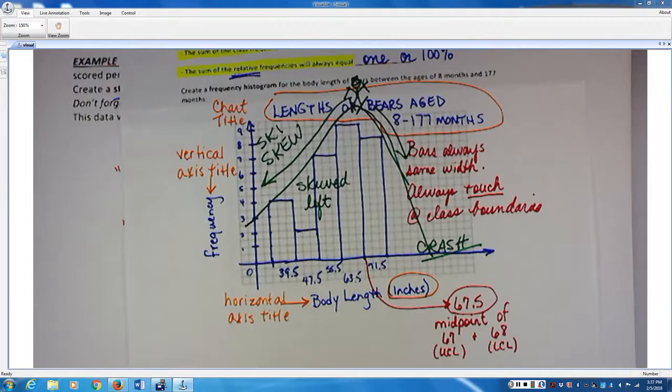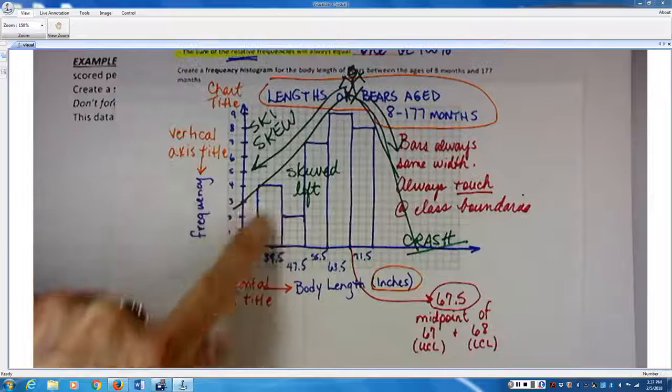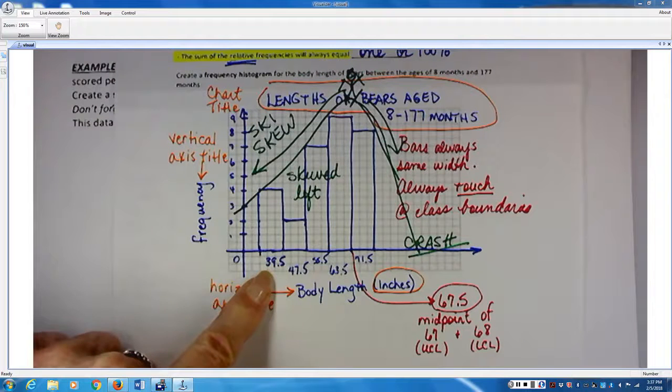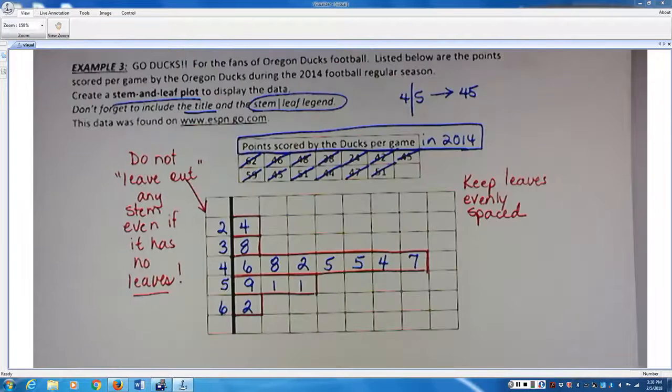the histogram won't let us recover the data. All we know is that we had 4 bears that weighed around 39.5 and 2 bears that weighed around 47.5 pounds, or that had lengths of about that, okay? Here we actually can recover the data.